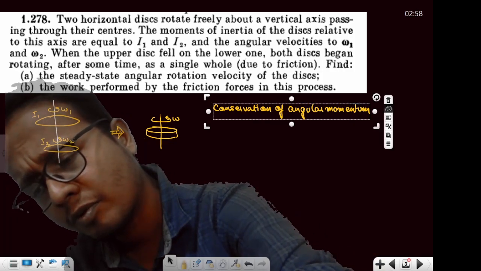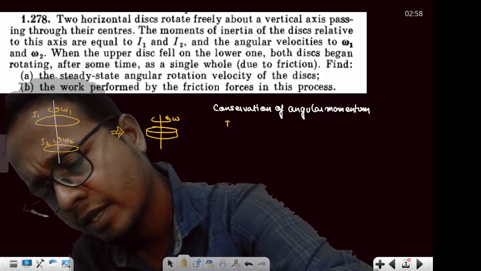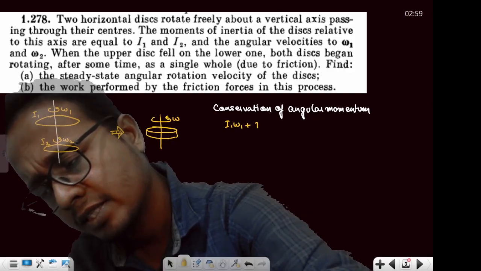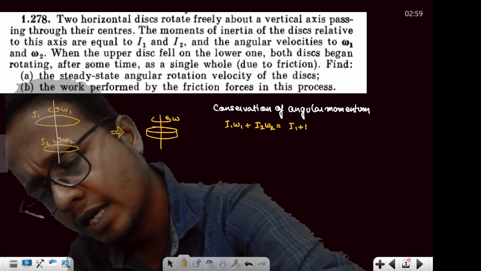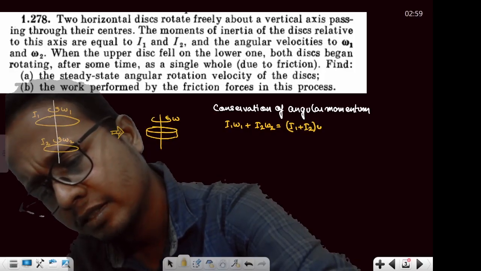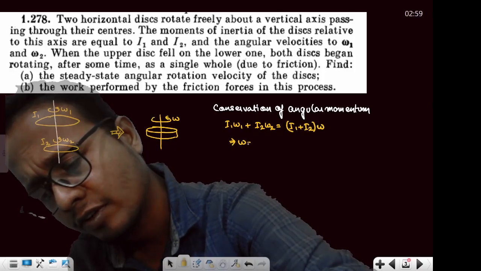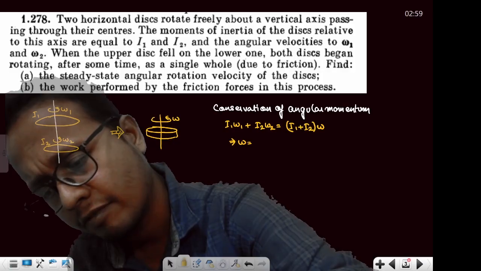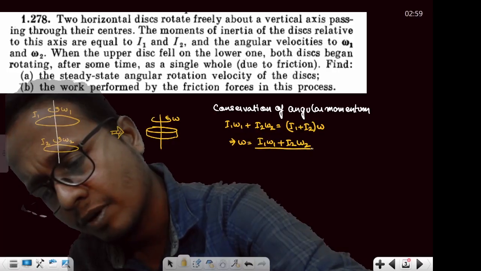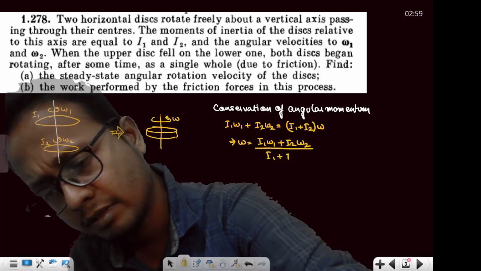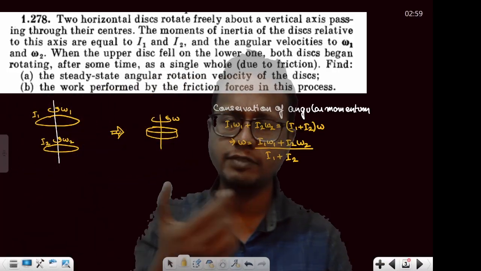So in conservation of angular momentum, I'll simply apply initial angular momentum: I1 omega 1 plus I2 omega 2 equals I1 plus I2 into omega 2. So the final angular velocity, or common angular velocity after stabilization, after both the disks move with the same angular velocity, is I2 omega 2 divided by I1 plus I2. This first part of the question you are more or less familiar with.